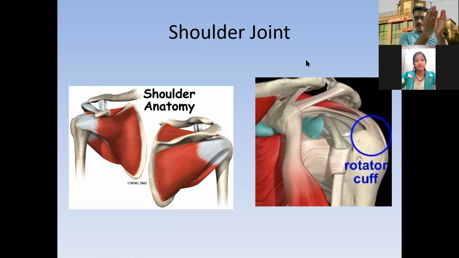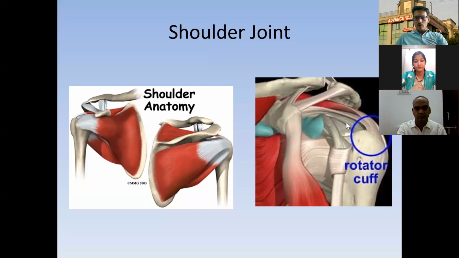And outside that is the capsule. Outside the capsule, there will be rotator cuff muscles, and outside the rotator cuff muscles, there will be other extra shoulder muscles. So this is how it looks.